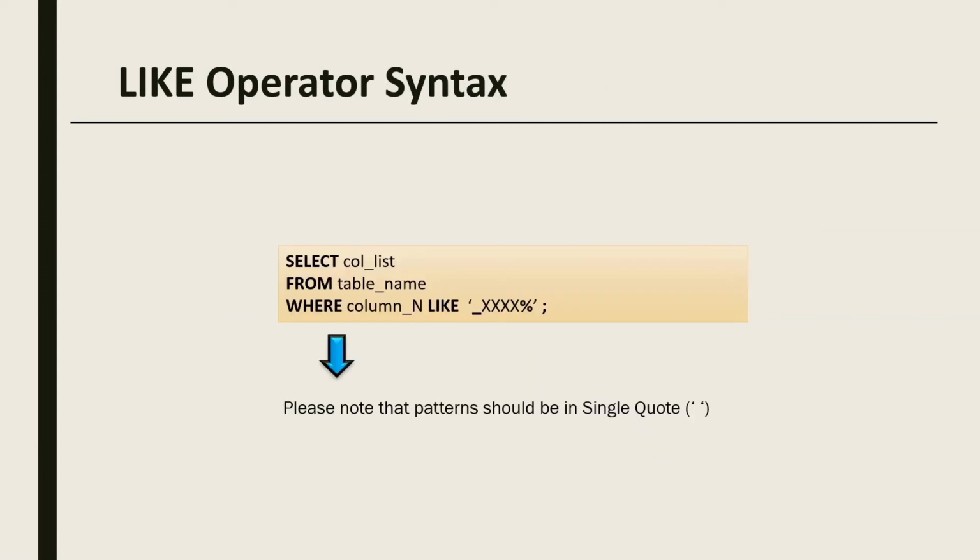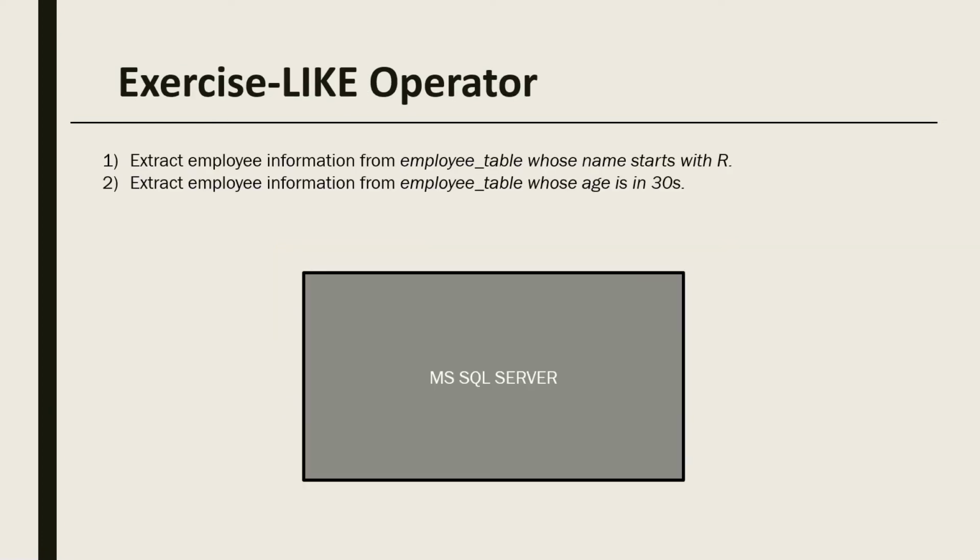Okay, so the syntax for the LIKE operator is SELECT followed by the column names, then FROM table name, then the WHERE keyword, then the column name where the LIKE operator will identify the patterns, and the patterns are put inside the inverted comma, single quote. It can be a percentage or underscore depending upon the situation. So let's do an exercise to understand both the wildcard characters.